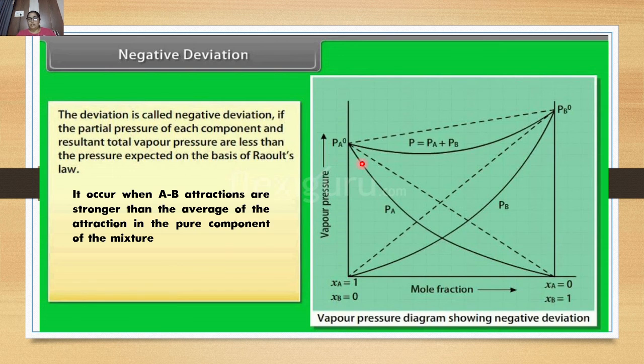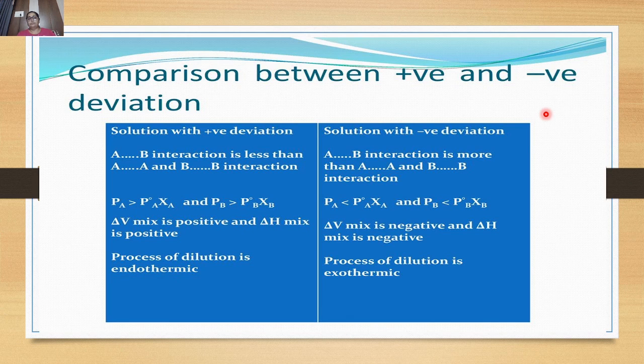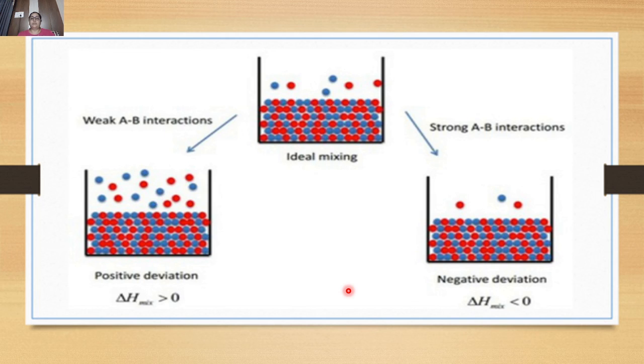Here we can see that both the components they are showing negative deviations, and hence the total vapor pressure of the solution is also decreasing. So when we compare both positive and negative deviation, in case of positive deviation, the AB interaction is less than AA and BB interaction, while in case of negative deviation, AB interaction is more than AA and BB interaction. And delta V on mixing is positive, delta H on mixing is also positive, and here both are negative. So the process of dilution is endothermic and process of dilution is exothermic.